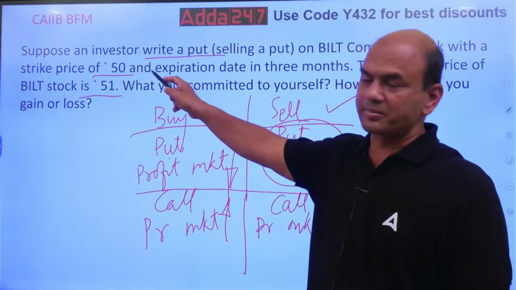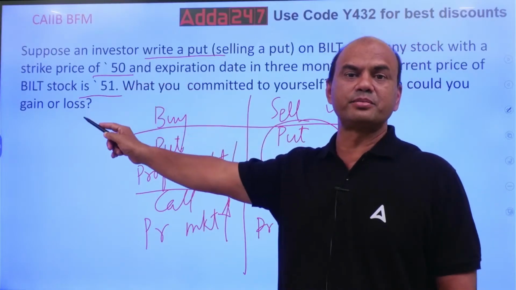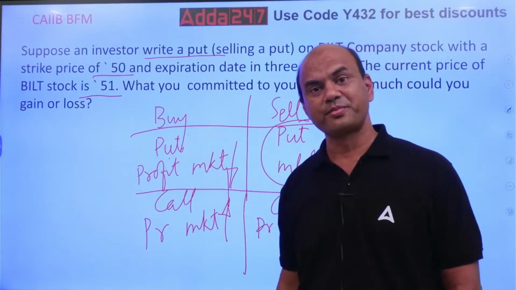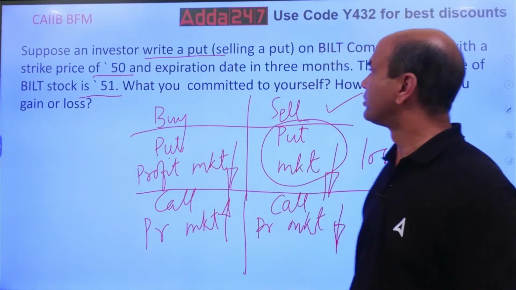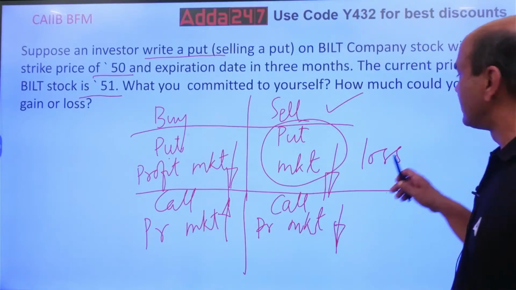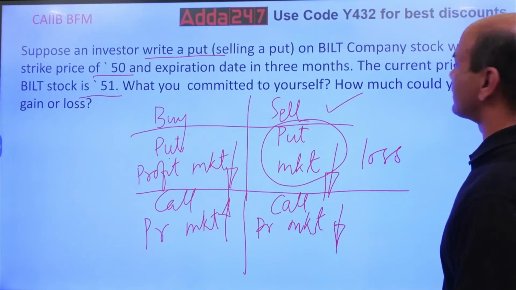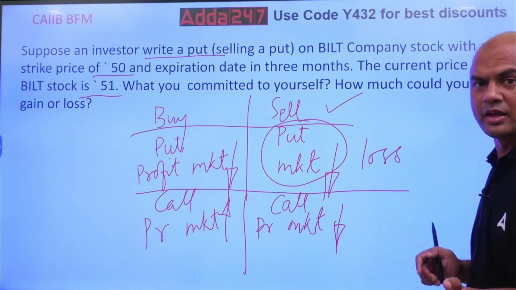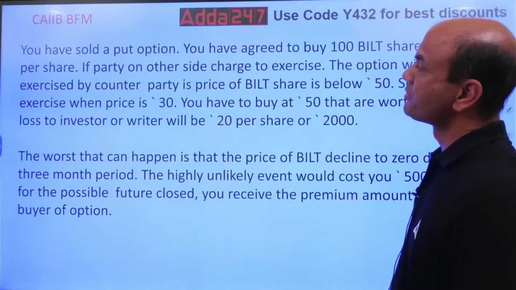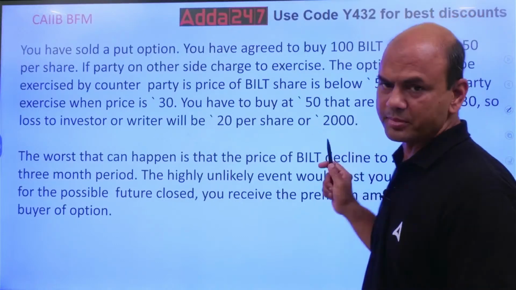Now the strike price is 50 and the current market price is 51. I am the seller of this put. So remember this table. Let's move to the explanations. Here I will explain this also. I won't ask you the question over here. I'll explain to you. See here, read this properly.